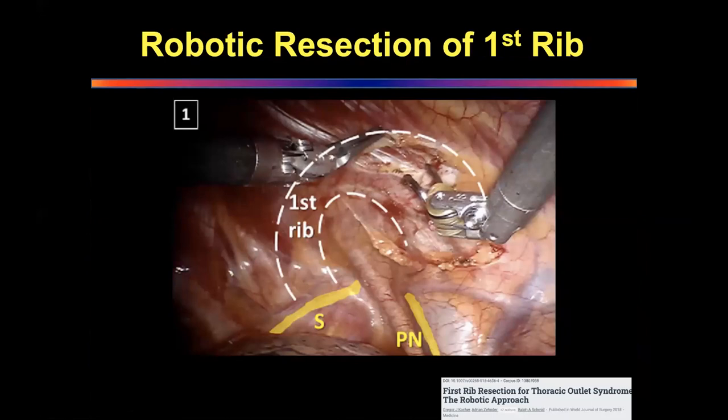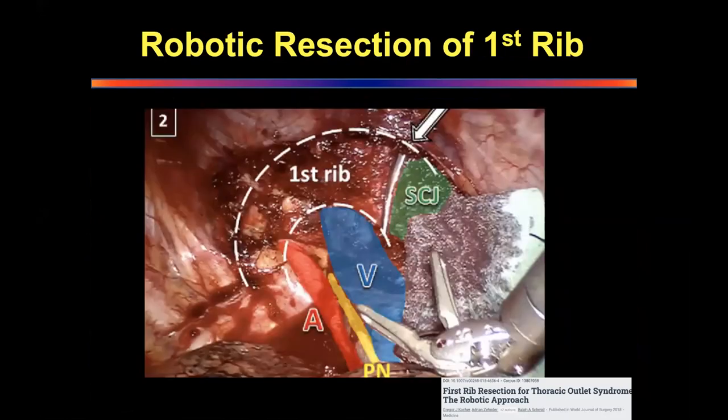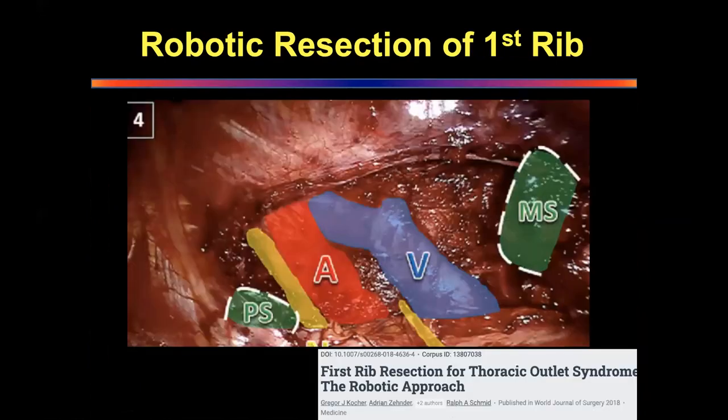So there are a lot of people who are now starting increasingly to show videos of resection of the first rib. Again, as I said, most of the structures lie outside the periosteum and outside the thoracic area. So you don't really need to worry about them, but dissection has to be very, very careful.